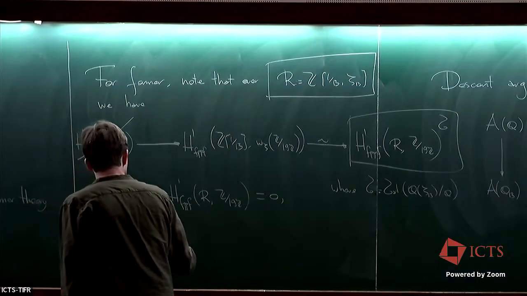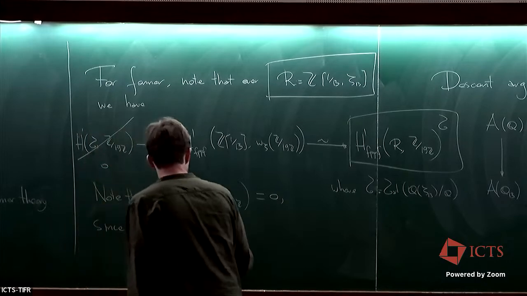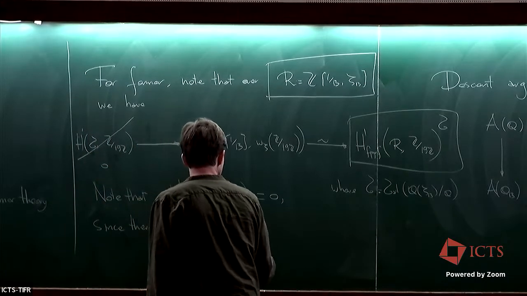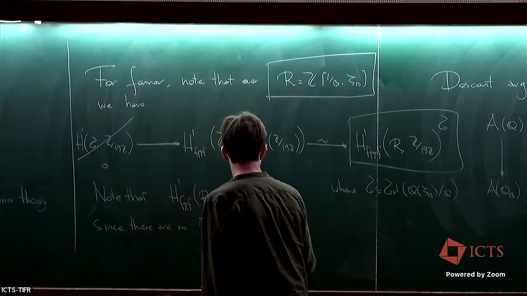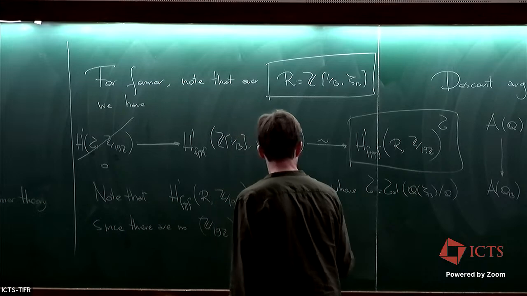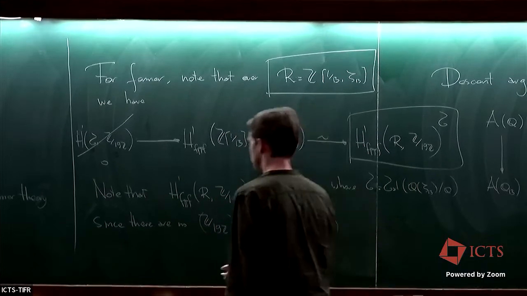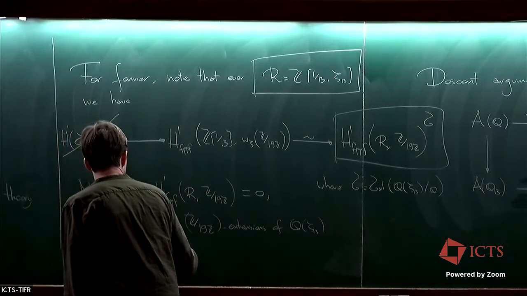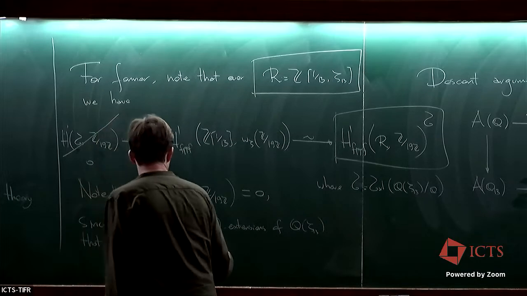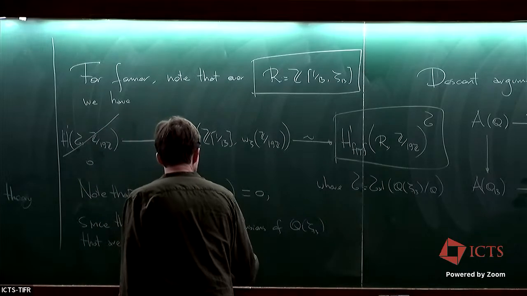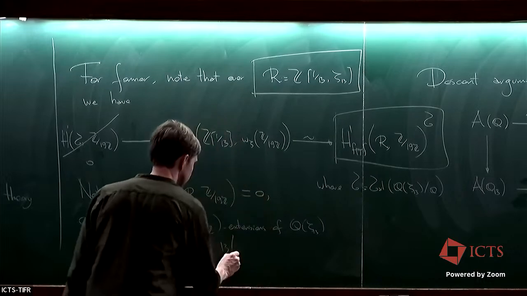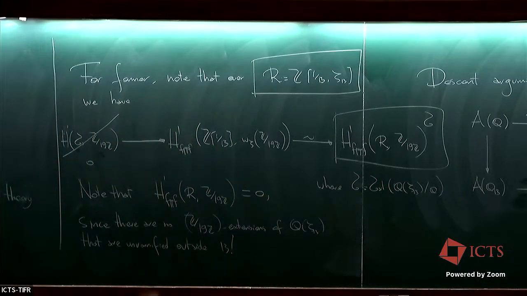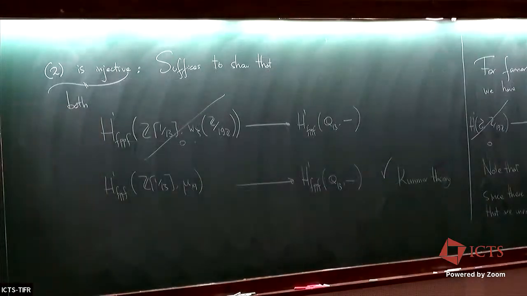Since there are no Z mod 19Z extensions of Q zeta 13 that are unramified outside 13. So a class field theoretic statement really is what is needed here to show that in fact this module is just completely trivial. Injectivity is a trivial statement.